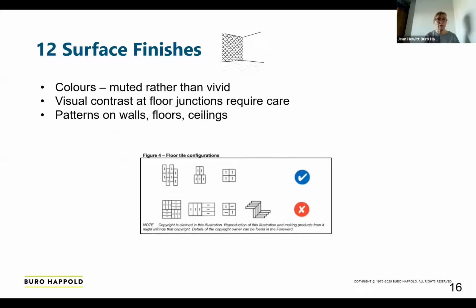Colours muted rather than vivid, so not too many bright colours. You can have bright colours, but be careful where you put them. And we looked at visual contrast, particularly at things like floor junctions. So some people, like people with dementia, which is a neurodegenerative condition, struggle to cross over a vast colour difference. People with visual impairment, of course, might just misinterpret that anyway.